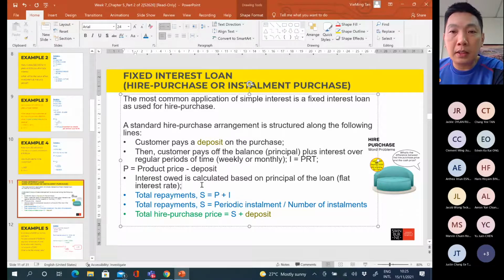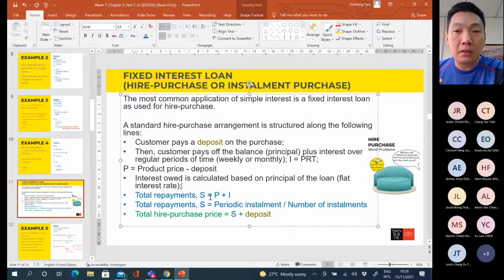Then how about if the question asks you to calculate the total repayments that have to be made by the customer in future? Total repayments refers to the S. Repay means the amount of money that is yet to be paid, that will be paid in future.